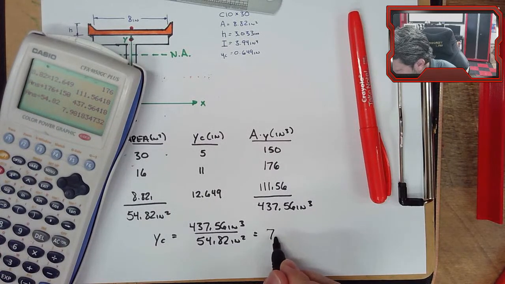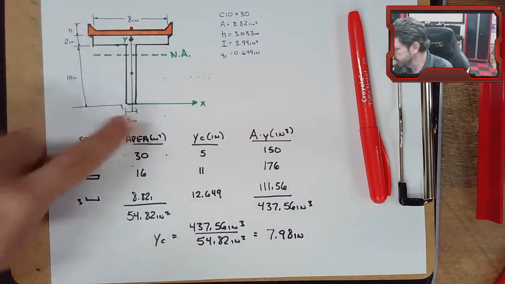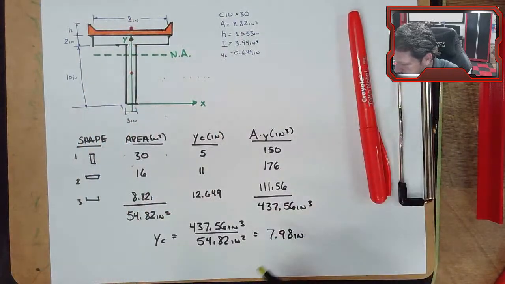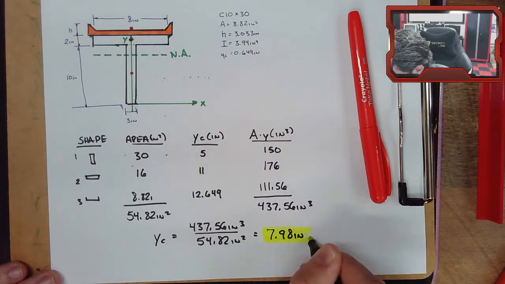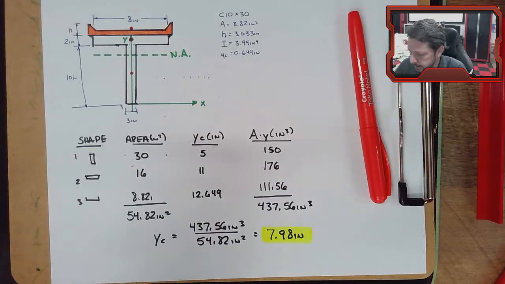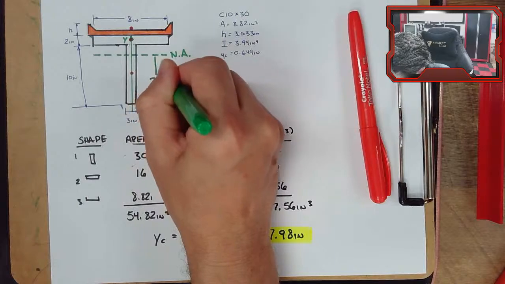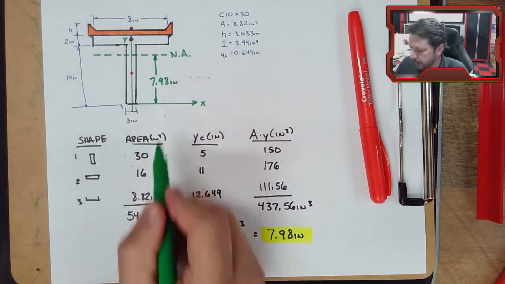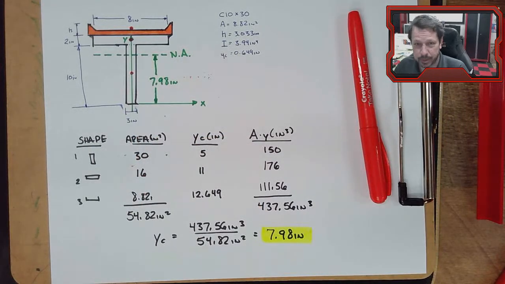.98 inches. Okay, that seems reasonable with what we anticipated it to be. We didn't have a really good idea where it was, but this seems within the realm of possibility. So we'll go with that. And so that's this distance right here. From our reference where we measured all of these centroids to the neutral axis is 7.98 inches.